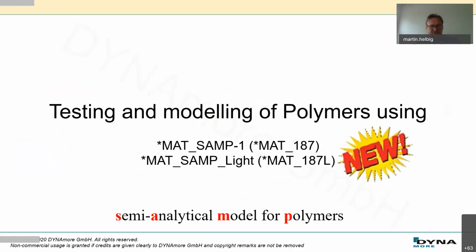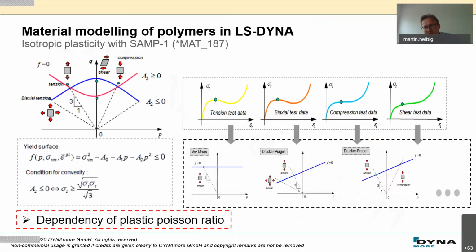So I come to the last point, the testing and modeling of polymers. I will give you a very short introduction to MAT_SAMP-1, and then I will introduce the new SAMP-Light model. SAMP means a semi-analytical model for polymers. I think it was developed 10, 15, 20 years ago, and it's becoming more and more popular.